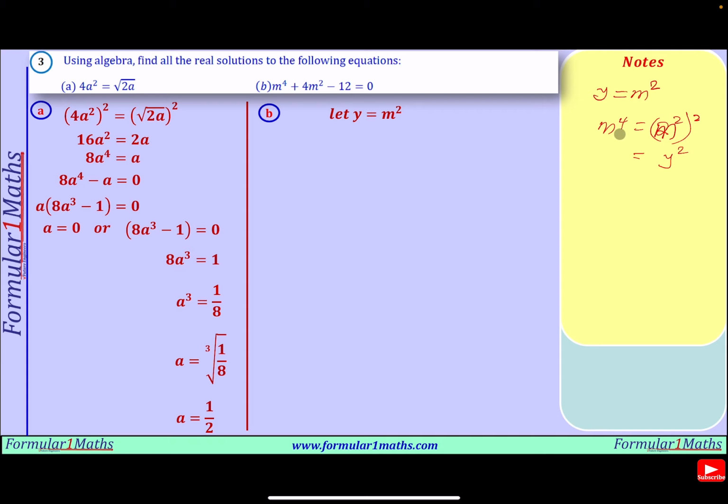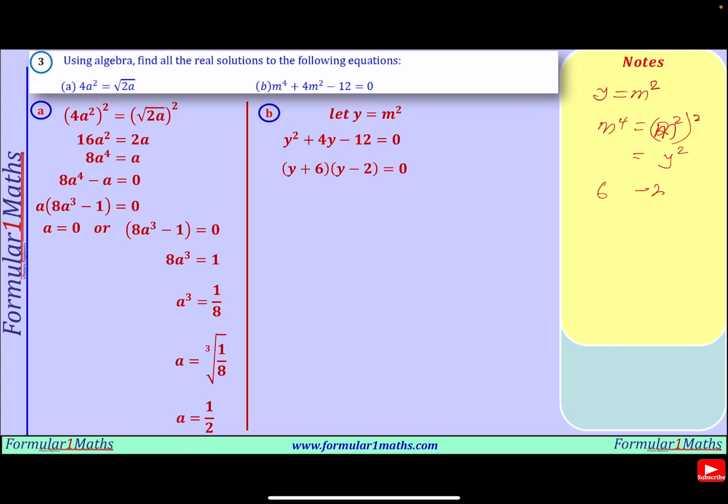So we can write the equation as this. Then we can factorize. How do you factorize this? We look for two factors of 12 which will add to give us 4. So we know that we have 6 and minus 2, because 6 times minus 2 is minus 12, as you can see here, and then 6 minus 2 is 4. So we can go and factorize to get it.